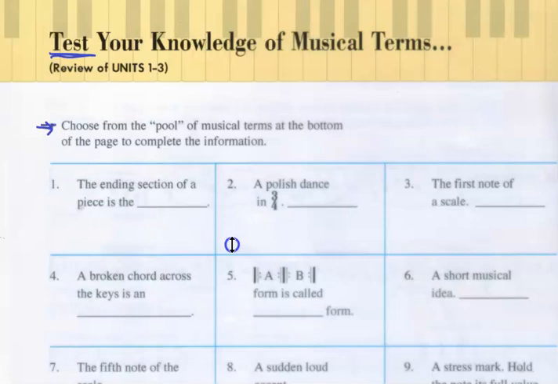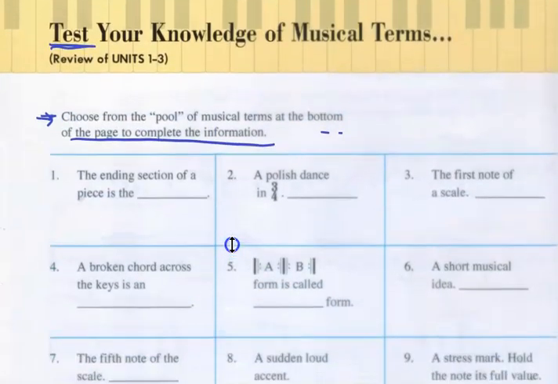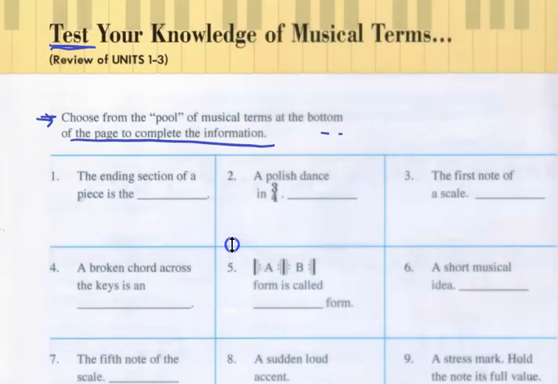Choose from the pool of musical terms at the bottom of the page to complete the information. So if you see the bottom of this page, we have the pool of the answers. So you just need to choose one of these for the questions, right? For 15 questions in this page. Let's take a look all together. That makes you easier to think about it, right?